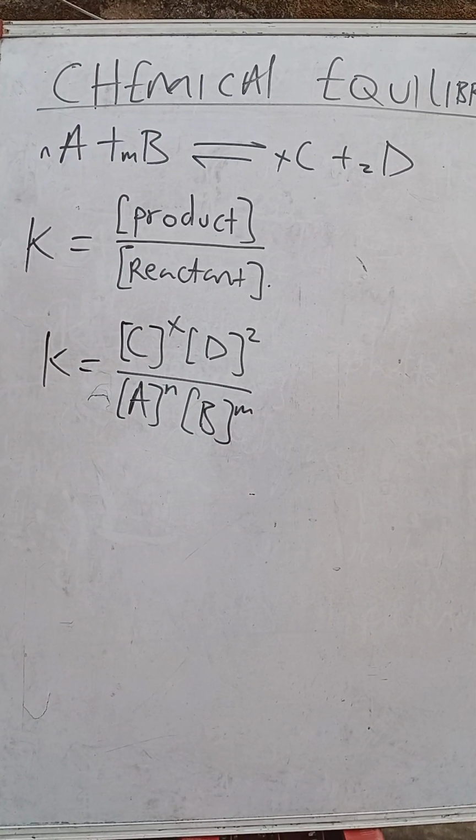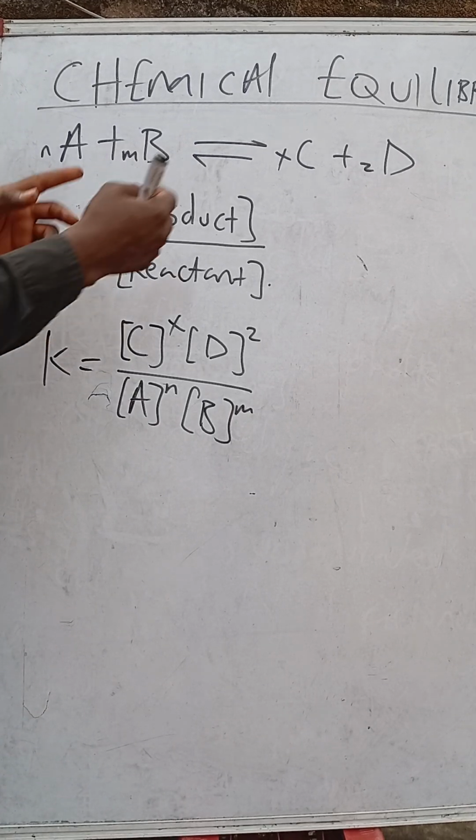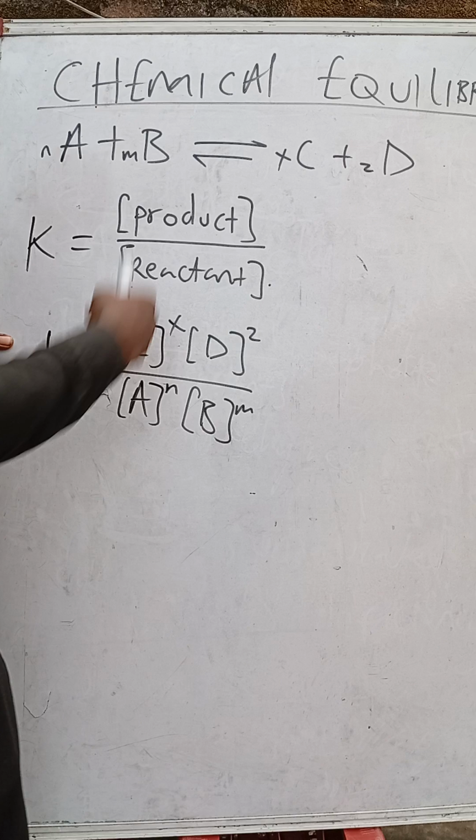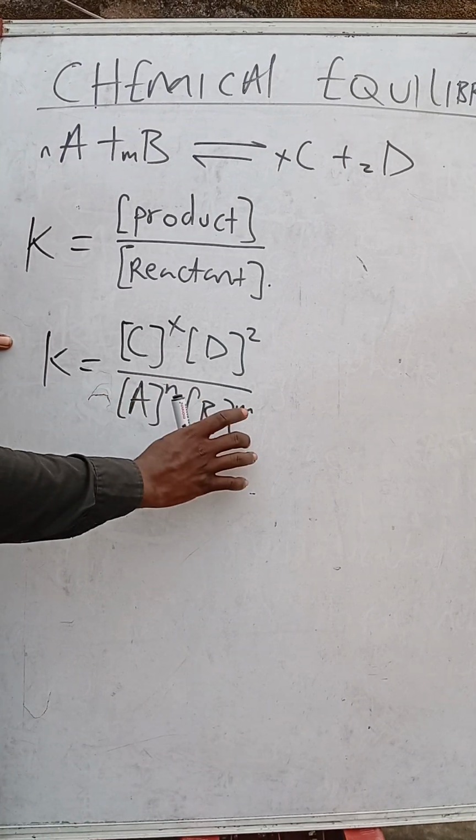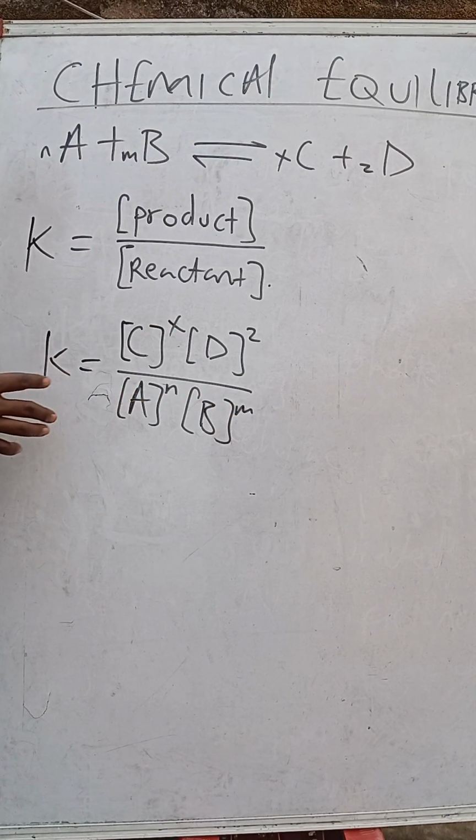As simple as that. Now, the equilibrium constant for the reverse reaction is going to be the opposite of this. So the reactant side will now be on top, and the product side will be at the bottom.